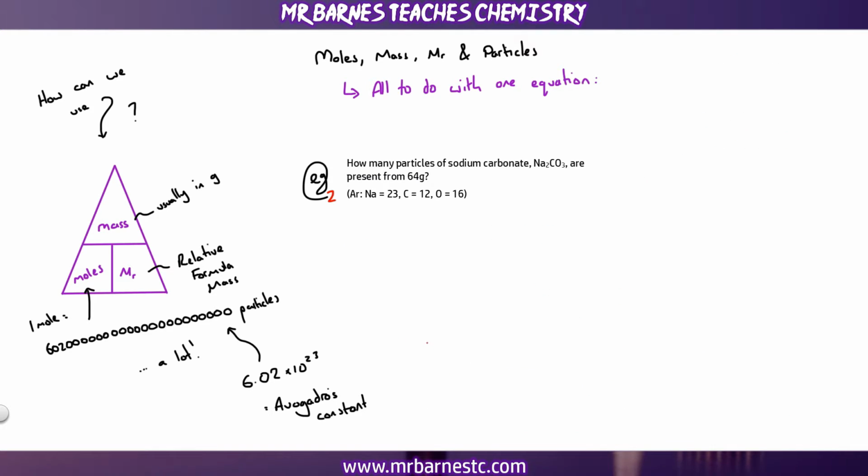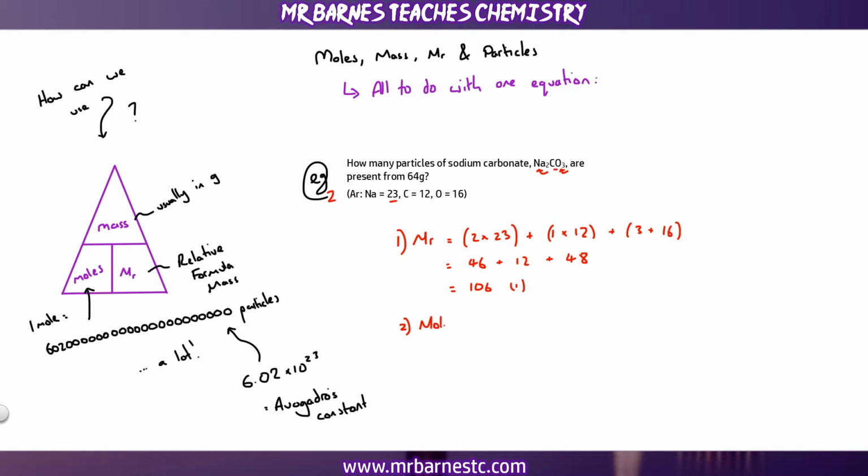If we have a look at another example, this time they might not even ask for the moles, they'll just turn around and say how many particles of sodium carbonate are present from 64 grams. Again, you've got atomic masses. Work out the formula mass. 2 sodiums, 2 times 23. 1 carbon, 12. 3 oxygens, 48. Add them all together, you get 106.